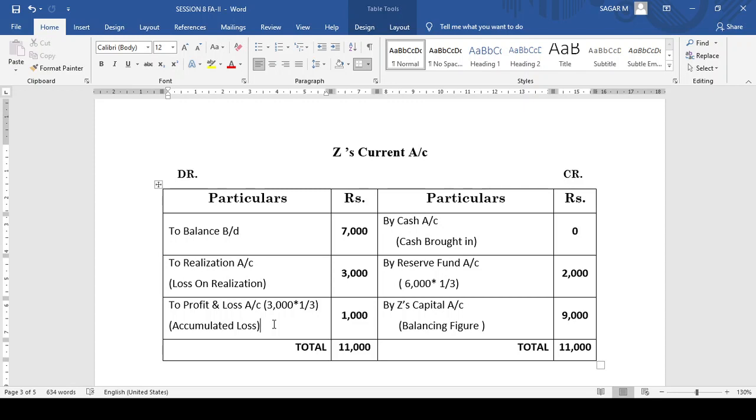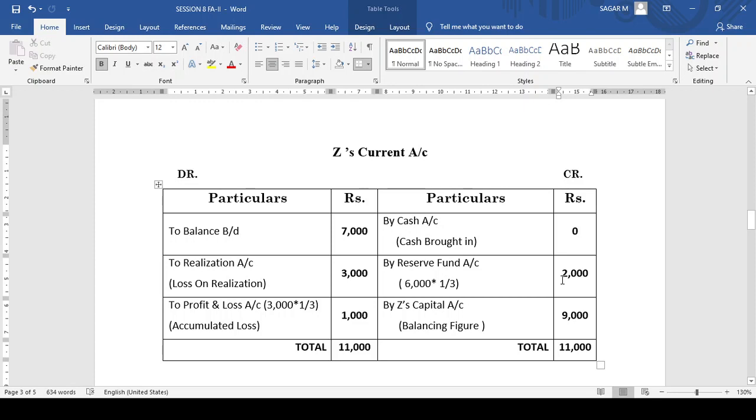And on the liability side, we have reserve fund worth rupees 6,000. That is reserves given. So Z's share is 1/3. So out of 6,000, 1/3 is 2,000. After transferring all the related transactions to Z's current account, we need to make a total. If you make a total, on the debit side it's more. It's coming nearly 11,000. So keep the same total on credit side, 11,000.